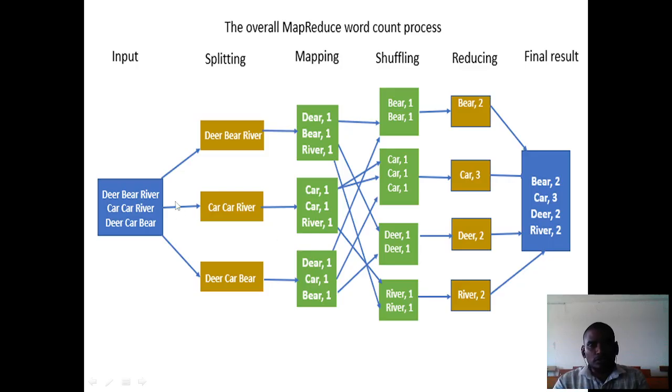That's a word count problem. This is a small input, but if we want to process a large amount, the MapReduce process is very helpful to carry out the mapping and reducing process. Finally we get the final results based on the mapping and reducing process.